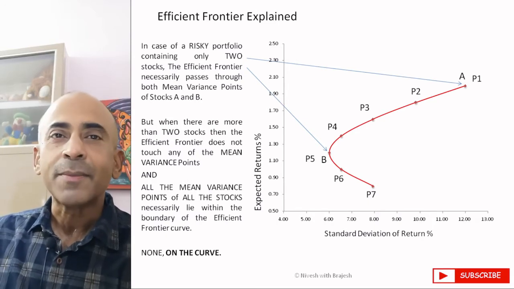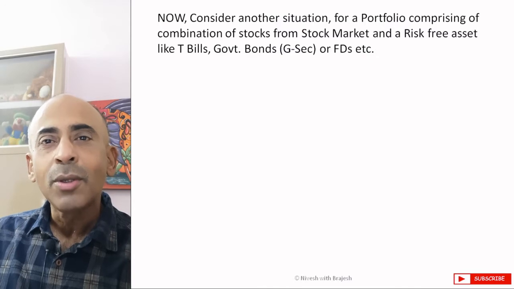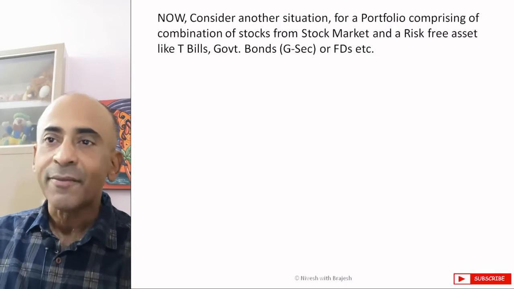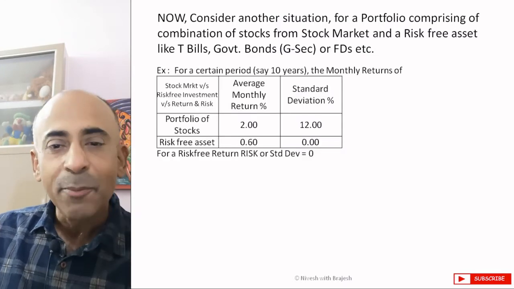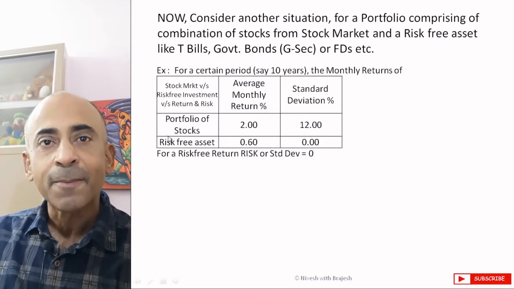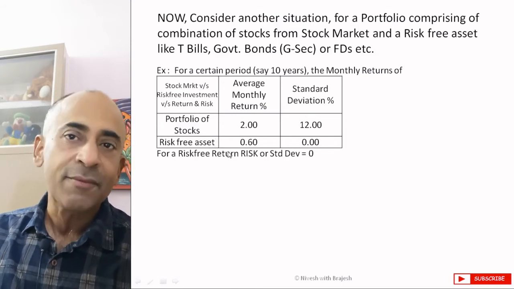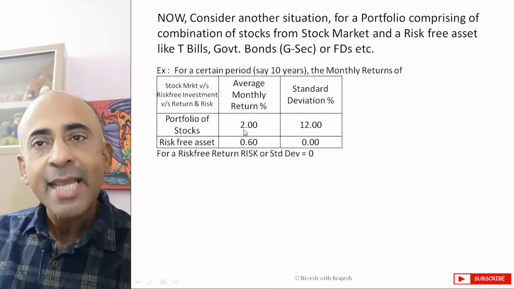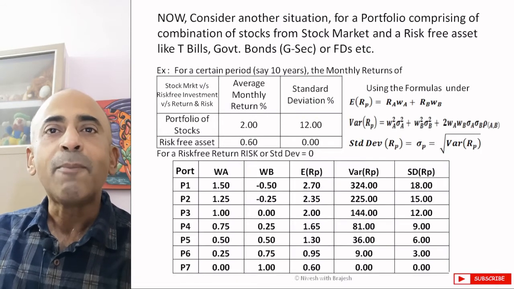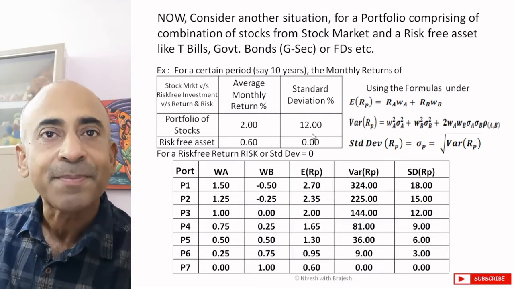Now consider another situation. A portfolio comprising a combination of stocks from the stock market, that is one risky portfolio or asset, and a risk-free asset like T-bills, government bonds, G-Sec or FDs, etc. That is the same problem, just that stock A is replaced by a risky portfolio comprising one or many stocks. Stock B has been replaced by a risk-free asset like T-bills, government securities or debt funds. So using the same set of formulas, we derive the table for various weight combinations of the two types. Please note that the standard deviation of a risk-free return is 0.